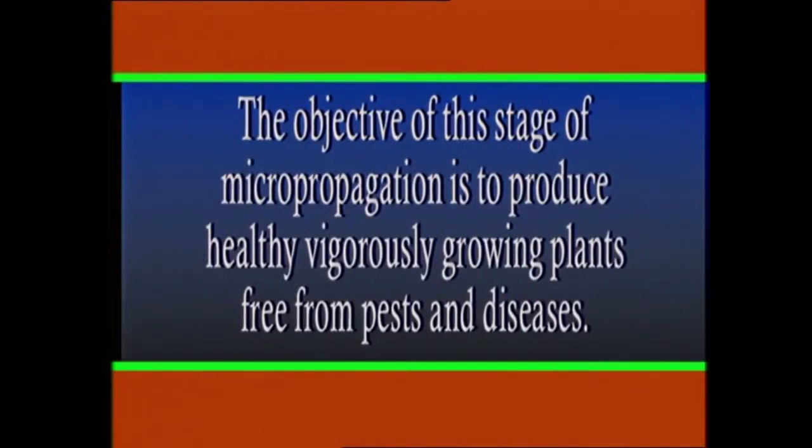All the points we have just discussed will aid in reducing the infestation at the next stage, which is the initiation stage. So, to summarize to here, the objective of this stage of micropropagation is to produce healthy, vigorously growing plants free from pests and diseases. Now, let us look at stage 1, which is the initiation stage.